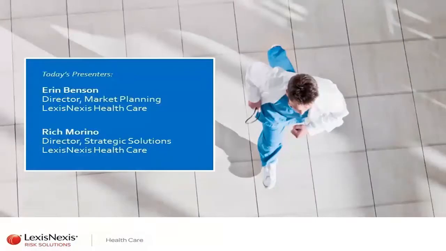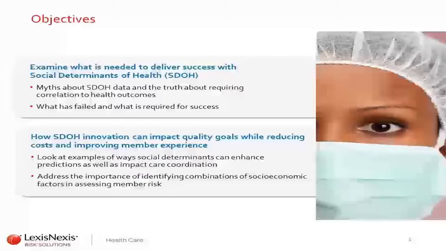Specifically this afternoon, we want to cover two key objectives. First, we'll examine what is needed to deliver success with social determinants of health. This will include debunking common myths about socioeconomic data and revealing the truth about requiring correlation to health outcomes. We'll also look at previous generations of social determinants of health and what is required for success.